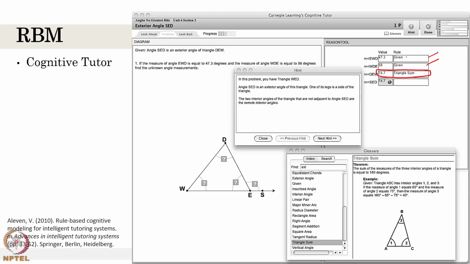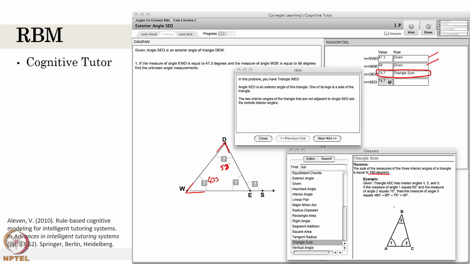Okay. So given in this particular problem, the angle EWD is 47.3 degrees, and angle WDE is 58 degrees, and find the unknown measurements. Now the first step, I need to identify the first rule. The theorem says that the sum of the measures of the three interior angles of a triangle is equal to 180 degrees.